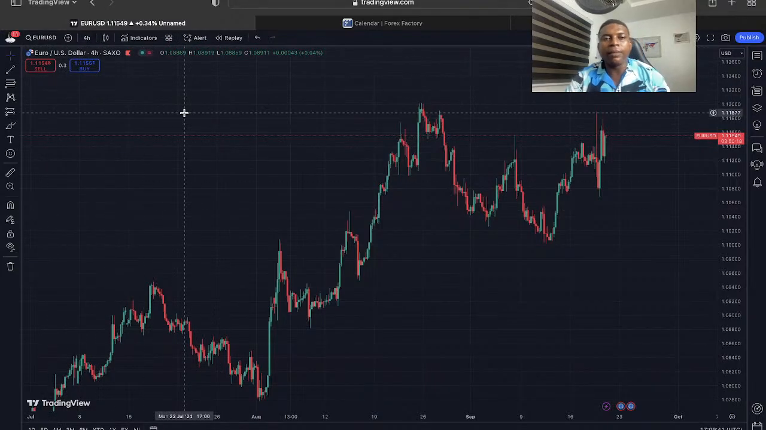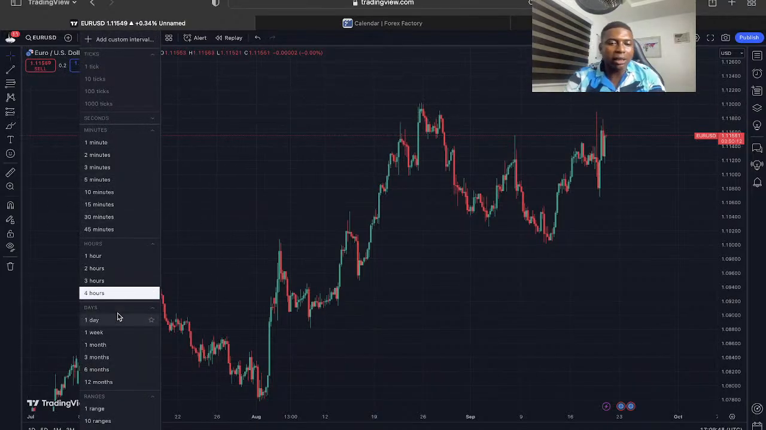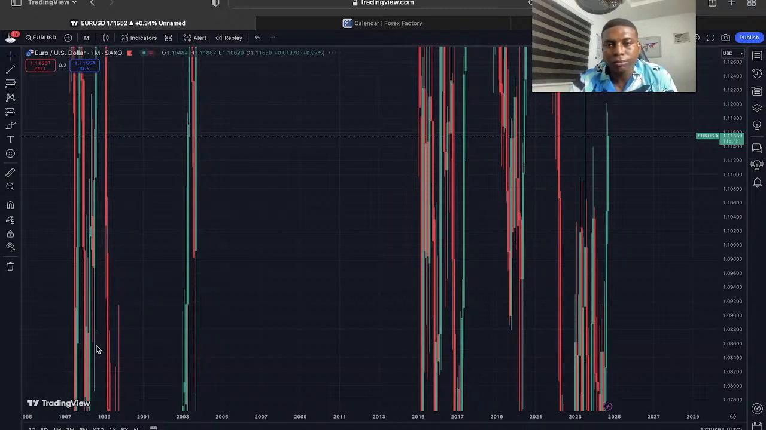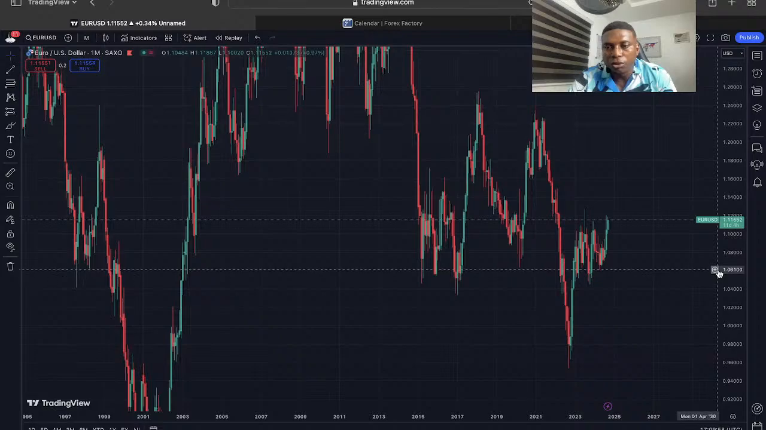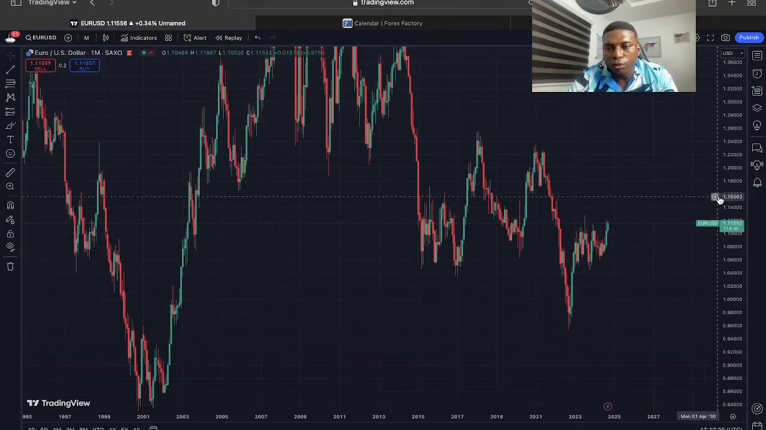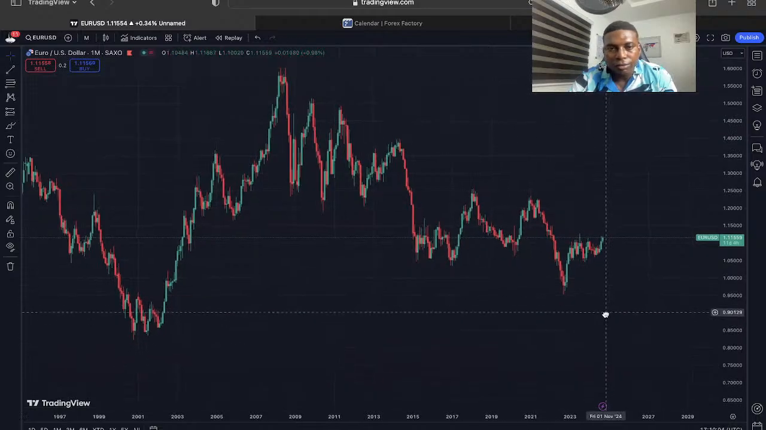All right. So, like we said, we'll start with market structure. And to understand market structure, we need to look at where the market is in the higher time frames, like the monthly time frame, in order for us to know where it would most likely go.